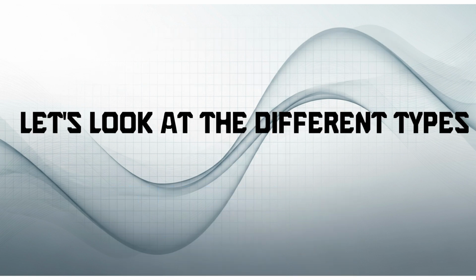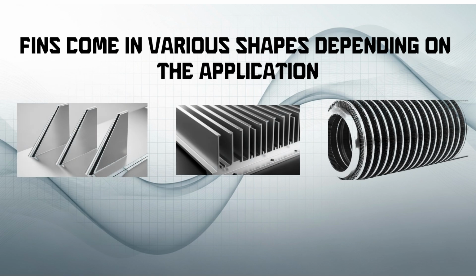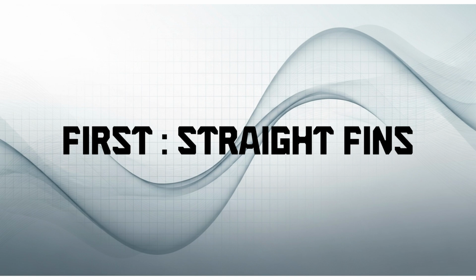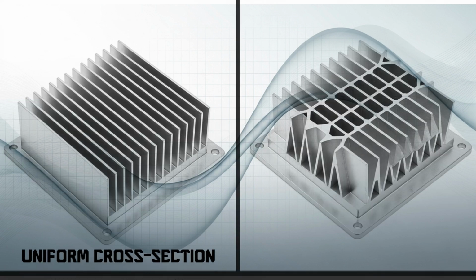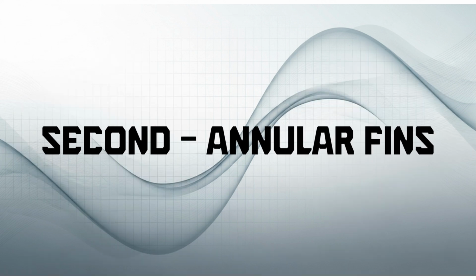Now let's look at the different types. Fins come in various shapes depending on the application. Let's look at the 4 main types. First, straight fins. These extend straight out from the surface. They can have uniform cross-section, like a rectangular plate with constant thickness, or non-uniform cross-section, tapered or triangular, getting thinner toward the tip. Second, annular fins.